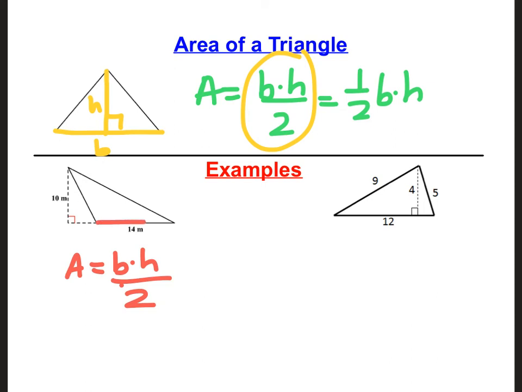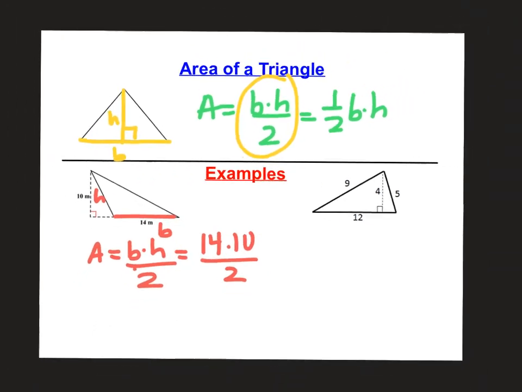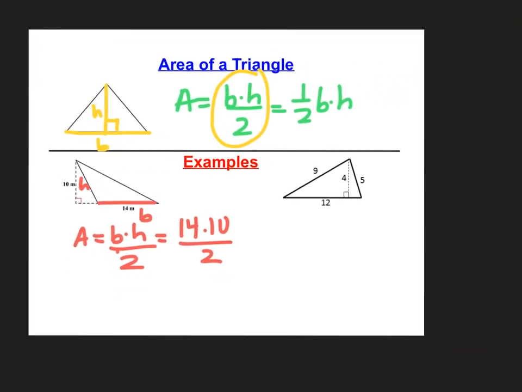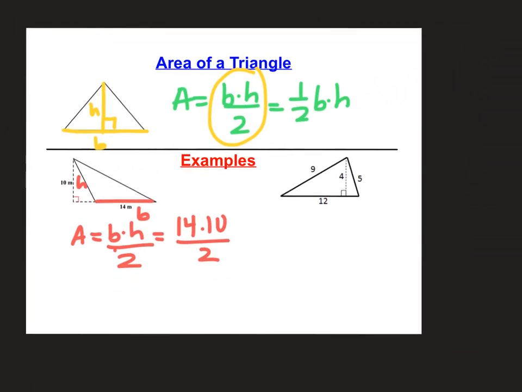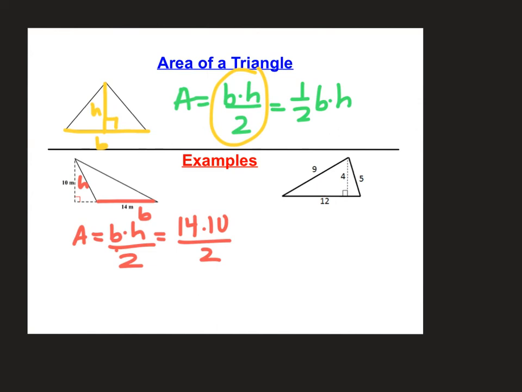My base here is going to be the 14 meters, and my height would be 10 meters. So we're going to do 14 times 10 divided by 2. Now when I do this, I make sure I multiply the top first, and then I'll divide. So I'm going to do 14 times 10 gives me 140 divided by 2, which would really just be 70. And then my units are going to be meters squared.